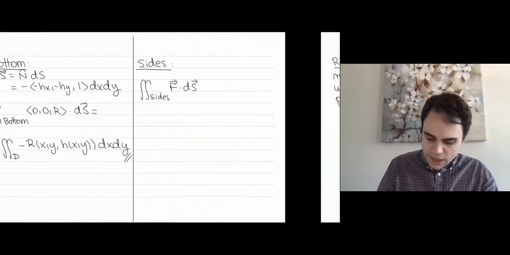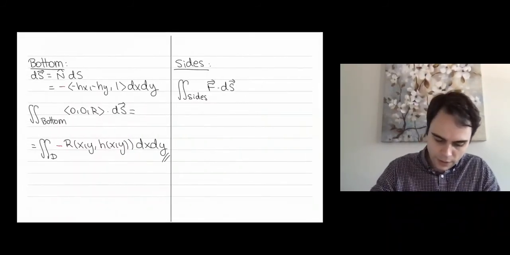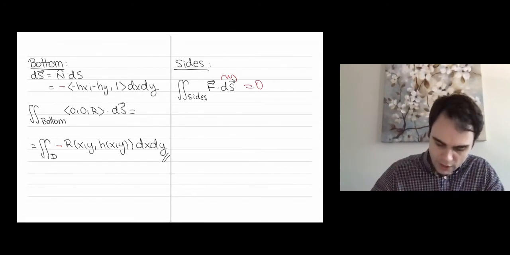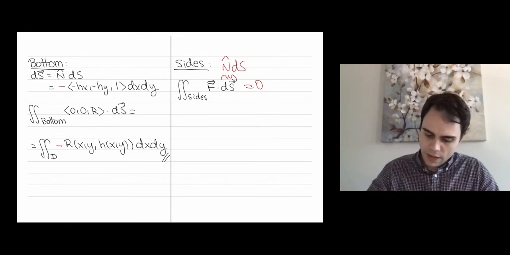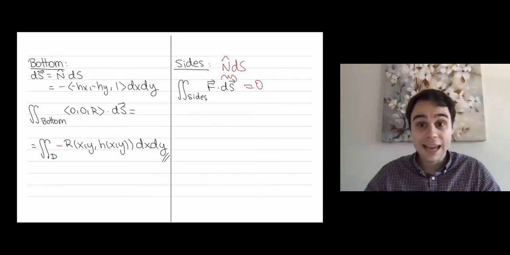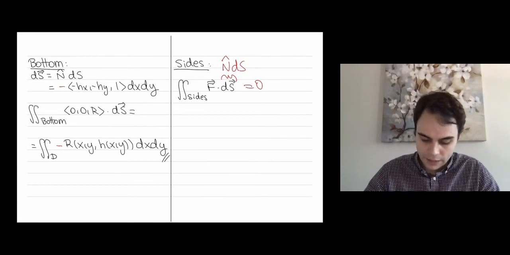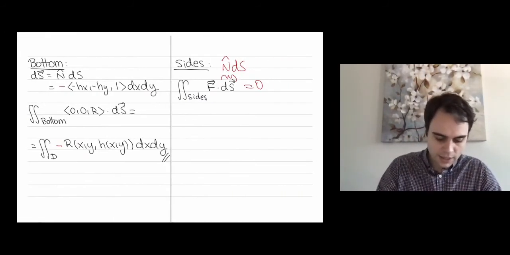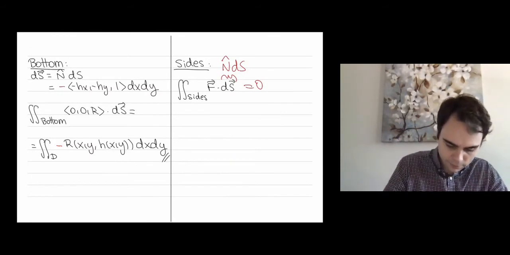And finally, on the sides, let's understand why this is 0. So this is going to be 0, but why? Well, the dS is n times the area element, without the arrow, without the vector, and f is (x, x, r). So this is f.